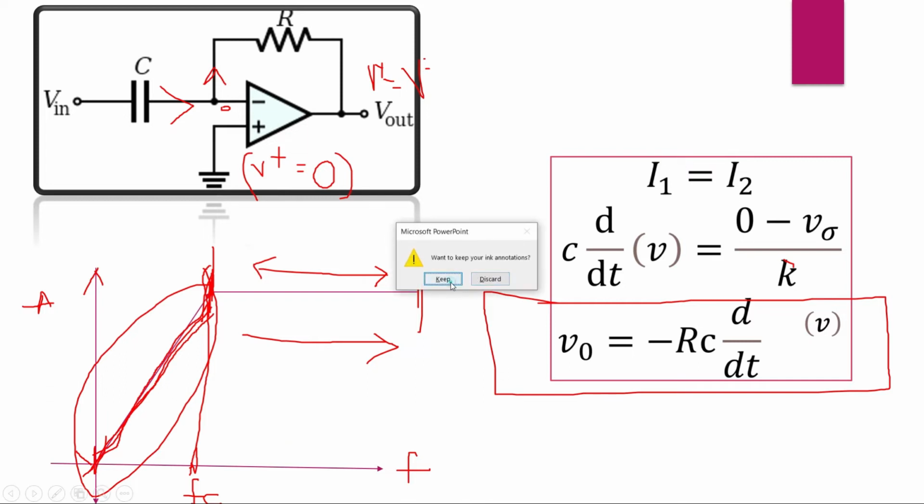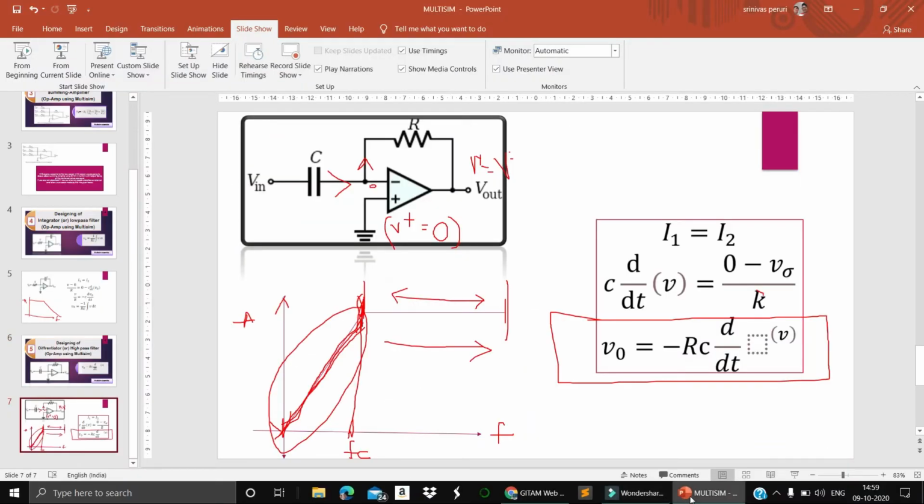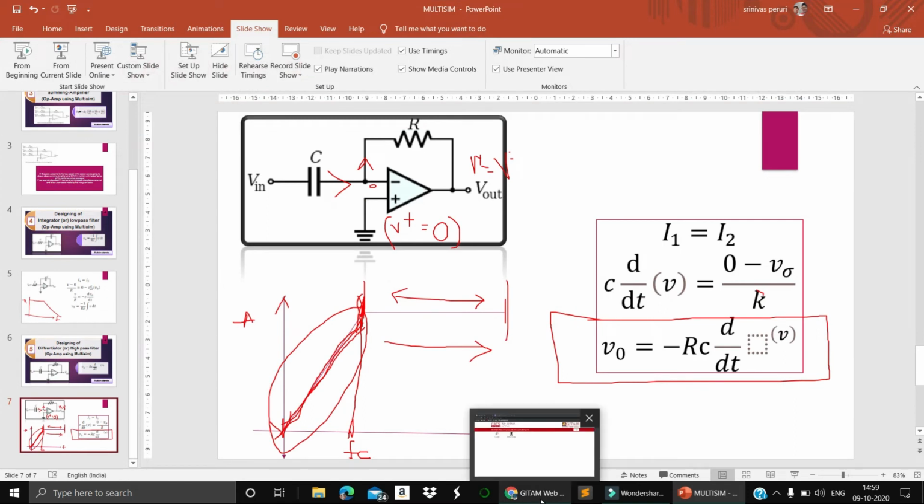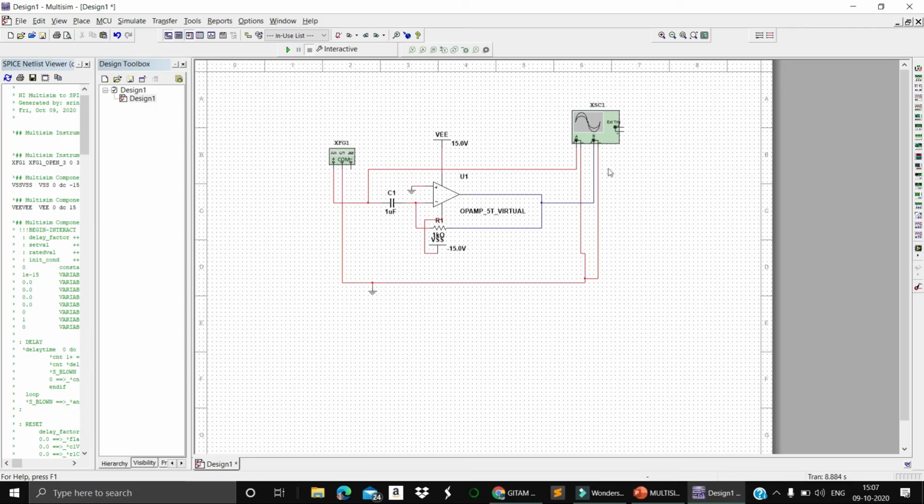Now let's see this one in the Multisim software, how we are going to design. In the Multisim software we have not designed this till now, right? So now we'll design and execute that one. I have designed the circuit with a function generator and an oscilloscope, saturation voltages, and the capacitor and the resistor connected in series, which is the ideal case, with the positive terminal connected to ground. It is an inverting configuration.